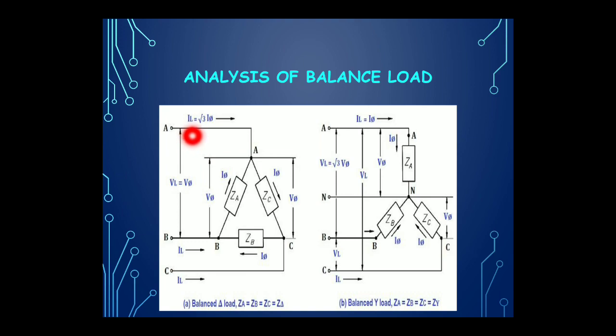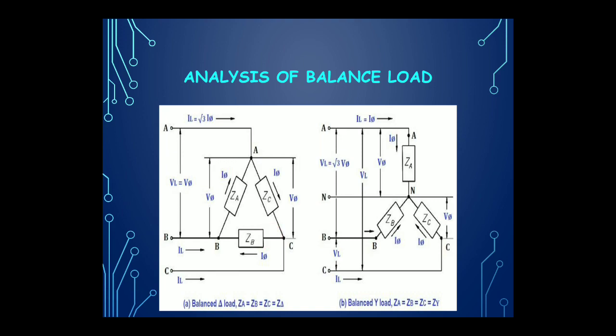Here the line current IL equals root 3 times the phase current. No neutral is connected, so the line voltage and phase voltage are the same. Both are the same: A and B, this terminal also A and B, and these are the phase currents I phi.